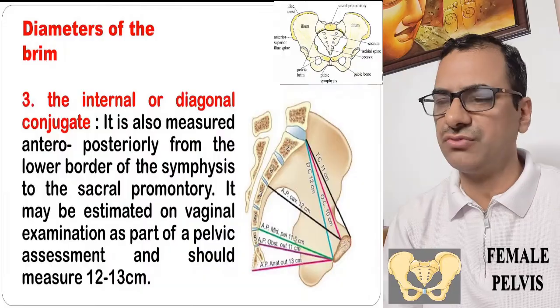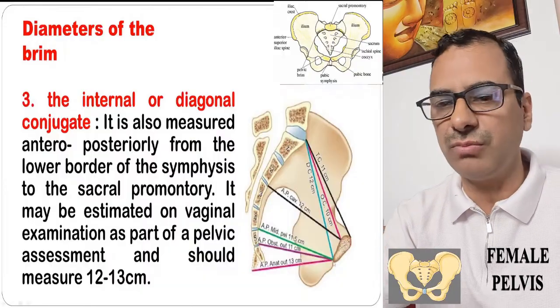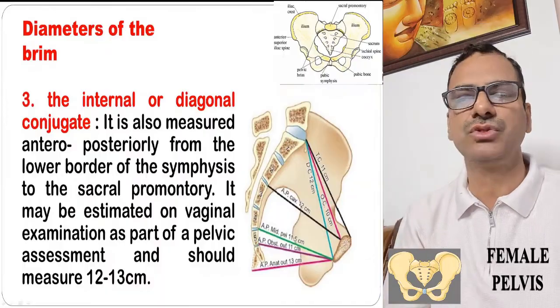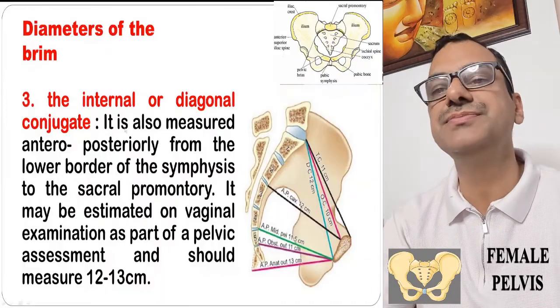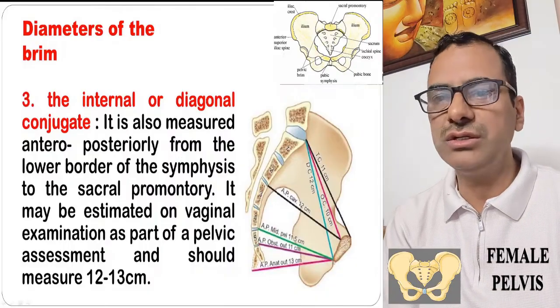This conjugate is of significance to the midwives because it represents the available space for passage of the fetal head through the bony pelvis. Then internal or diagonal conjugate.